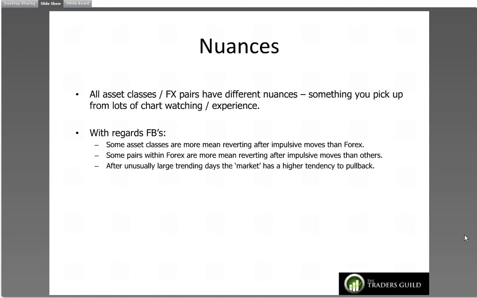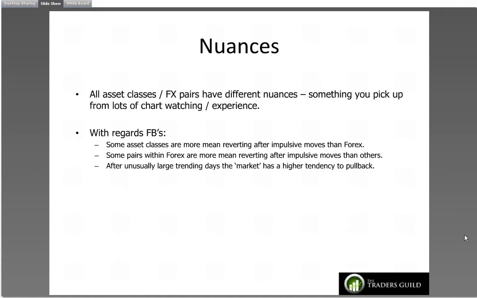Every asset class trades slightly differently. The same concepts work because it's all based on order flow, which is based on market participants, which essentially is based on herd mentality, and that exists across the board. It doesn't matter what asset class you trade, as long as it's liquid enough, you're going to have that order concentration. But within that, certain pairs behave slightly differently.